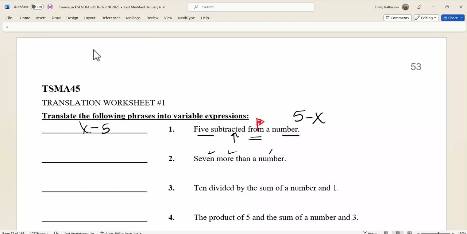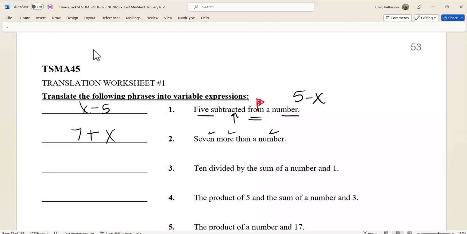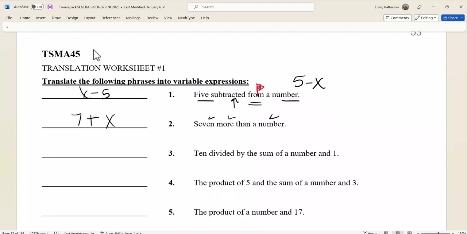7 more than a number, well, that's just item plus an item. And I default to x. You could pick any letter you want. This next one says item divided by a whole sum. So this one needs 10 divided by parentheses. And I said product, I meant sum, apologize. So that means that's what's happening inside.